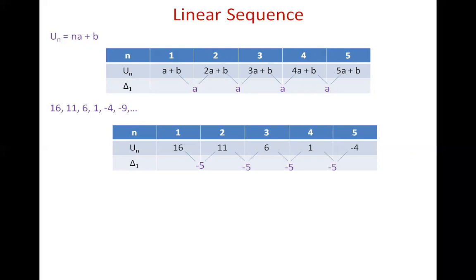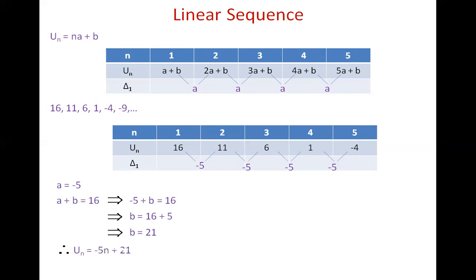If you compare the two tables, we have a value as minus 5 and a plus b value as 16. Substitute minus 5 in the place of a, so minus 5 plus b equals 16. Transposing minus 5 to that side, b will be equal to 16 plus 5. So b equals 21. Now we can write the general rule. For a we take minus 5, for b we take 21. Then un, or the nth term, will be minus 5n plus 21. You can say 21 minus 5n also.